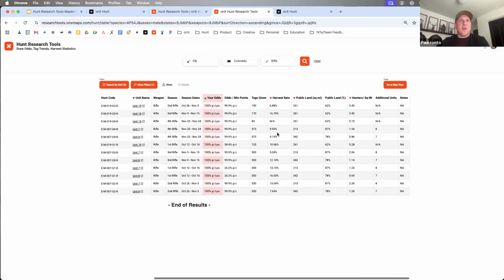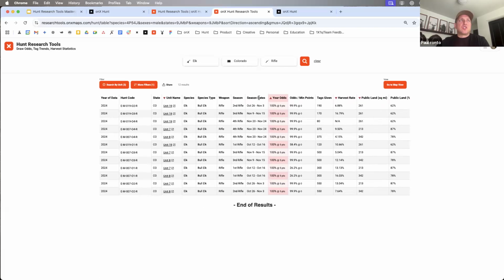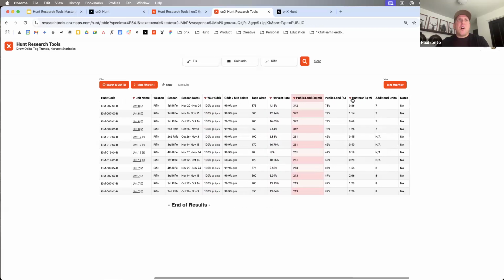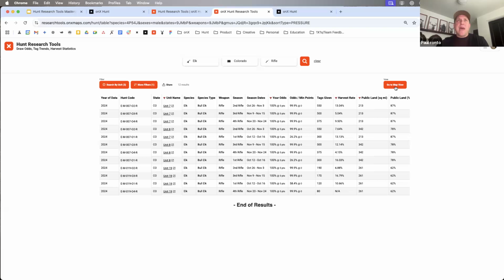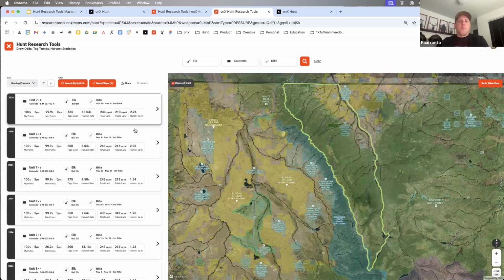And from table view, you'll see all the same information and you can sort. Instead of having that sort drop down menu, you can sort just by the column here. Harvest rate, you can sort high to low, low to high, public land, all the same sorts, but it's in table view, so it's a little easier to read. Now let's go back to map view, and we're going to talk about all of this information.